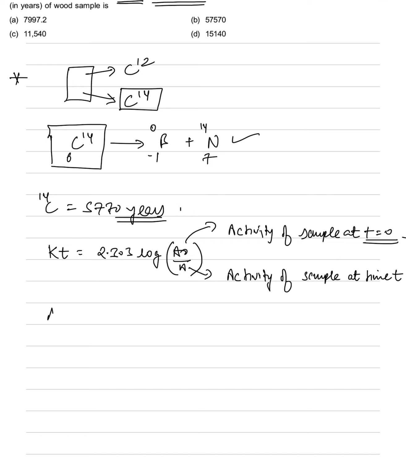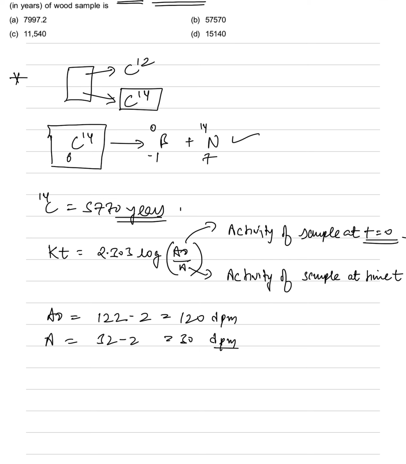Now here A naught comes out to be how much? For us the A naught value is 122, right? In the fresh sample of the tree it is 122, but since 2 dpm is the error, we have to subtract it from that. So A naught comes out to be 120 dpm, and the A value comes out to be 32 minus 2, 30 dpm.